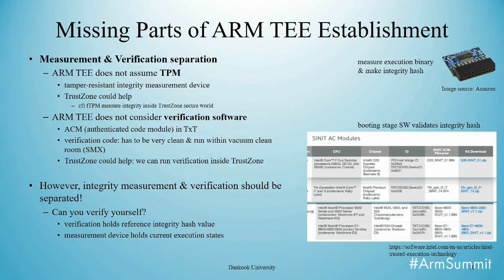So to clearly distinguish verification software from the measurement, we need two separate clean execution environments. But current ARM has only a single one. So the first claim is that measurement and verification have to be in separate execution environments. And those are the things on the right-hand side: the SINIT AC module, lower right, shows some software code that is distributed by Intel, which is the validating software.